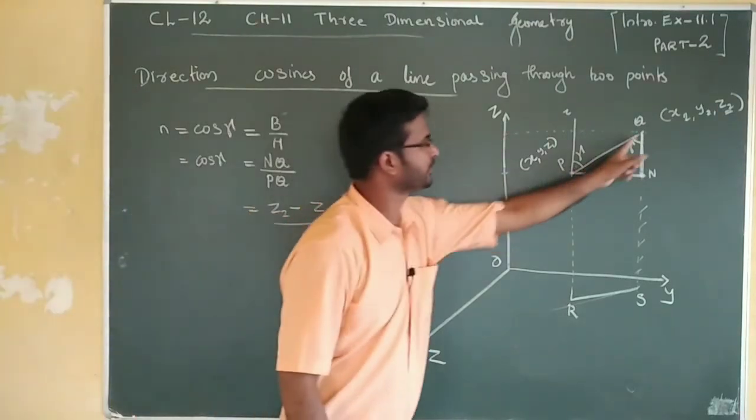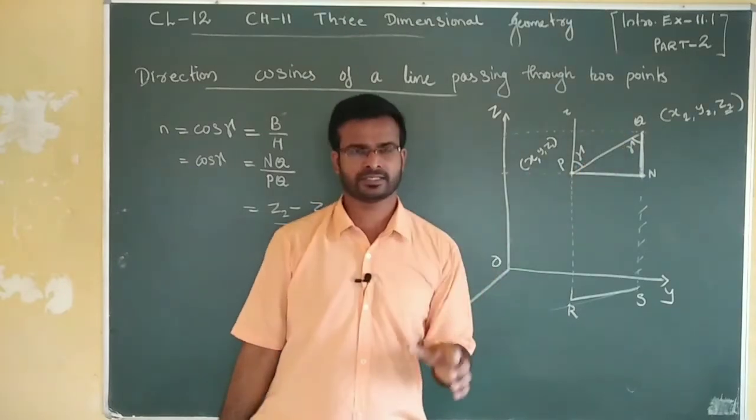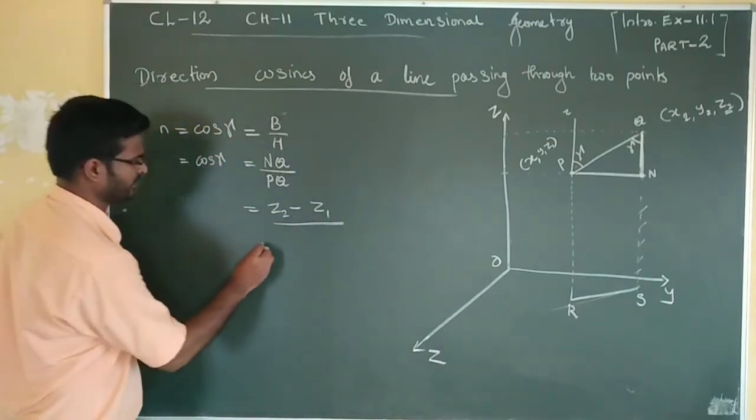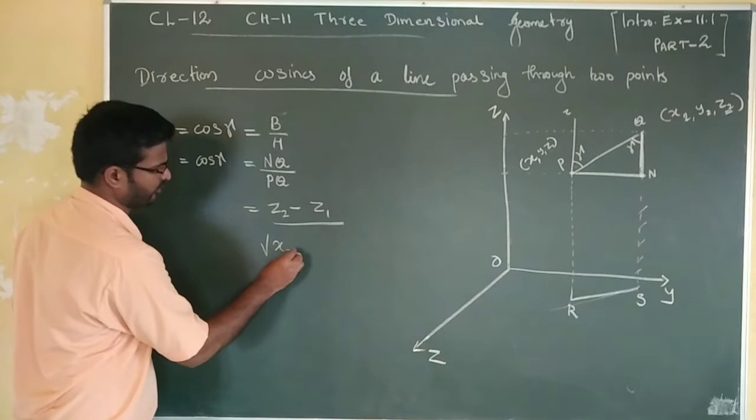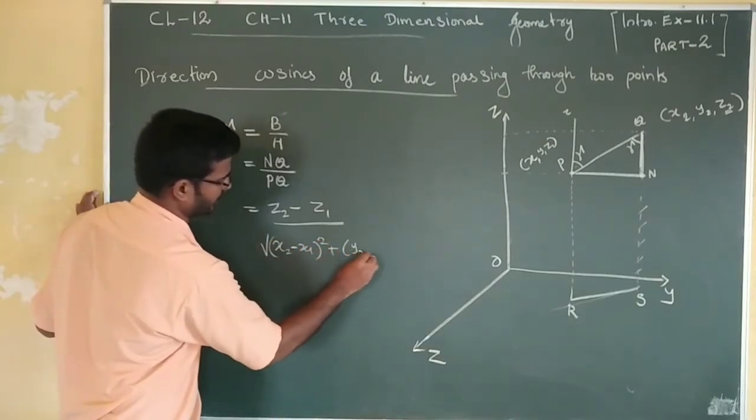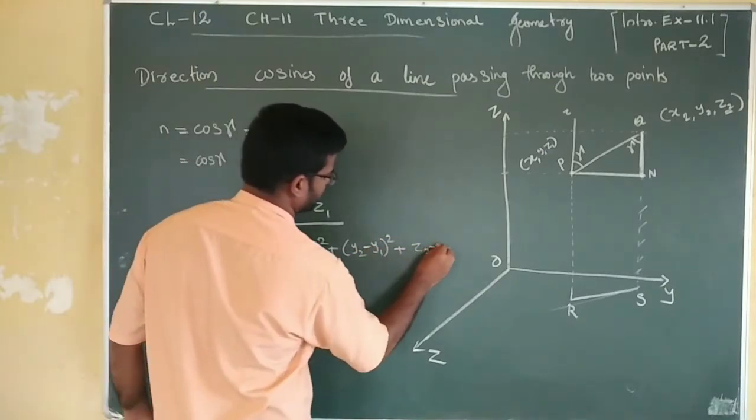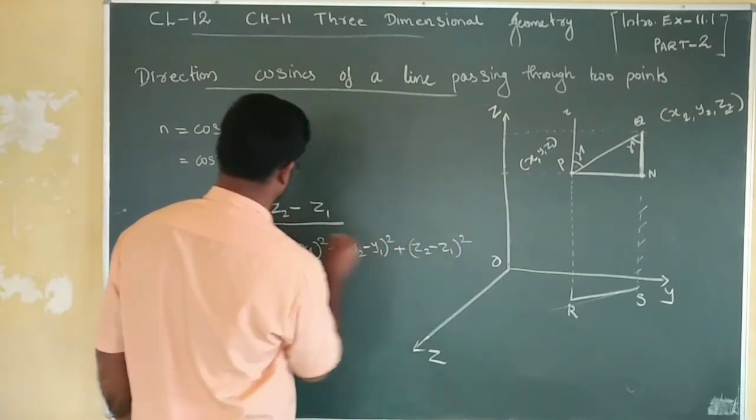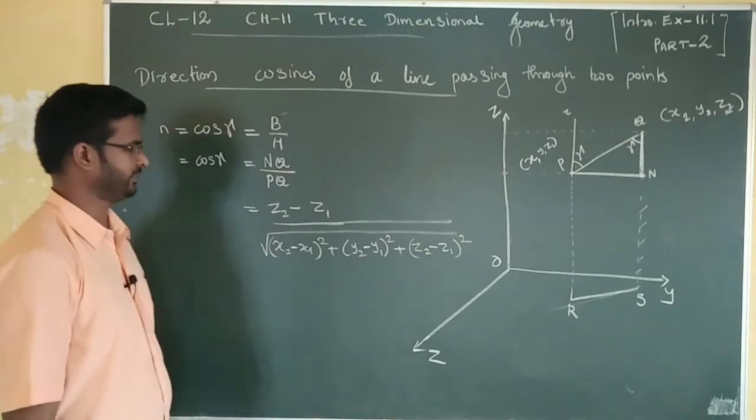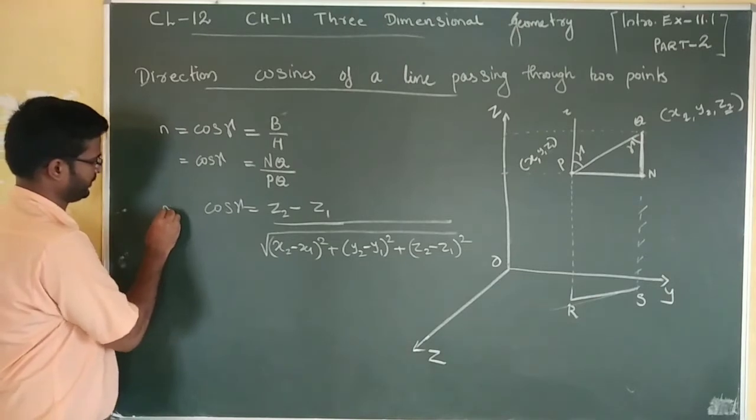PQ. What is PQ? The distance between point P and Q. In last year in class 11 and class 10 also we have studied one distance formula, isn't it? If you use that distance formula, we can write x2 minus x1 square plus y2 minus y1 square plus z2 minus z1 square, all under root. This is like one distance formula I was studied, isn't it? Then that is our cos gamma.